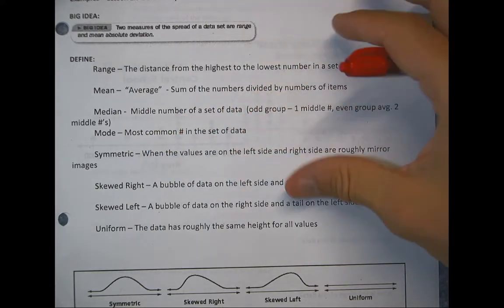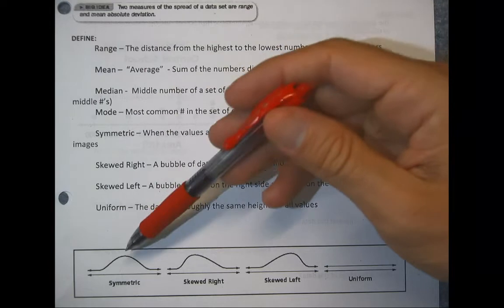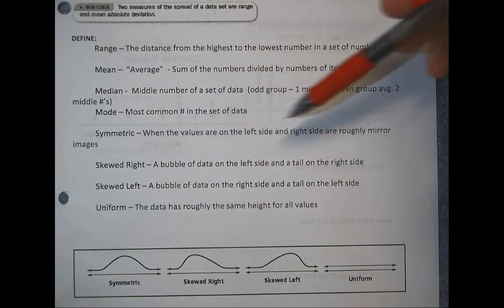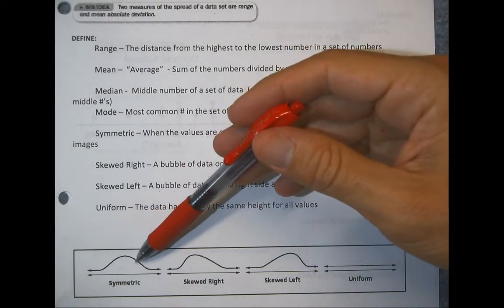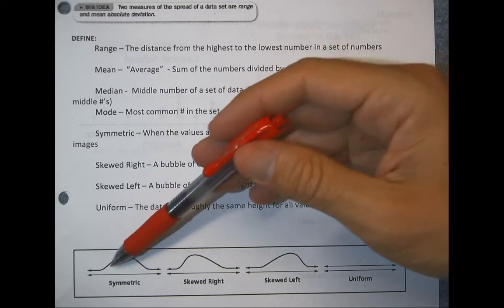And now we're going to start looking at these new words. Maybe you've used the word symmetrical before, but not specifically about data. So symmetric is when the values on the left side and the right side are roughly mirror images. So this is symmetric because there's kind of that bubble. If you cross it down the middle, it actually would be symmetrical.